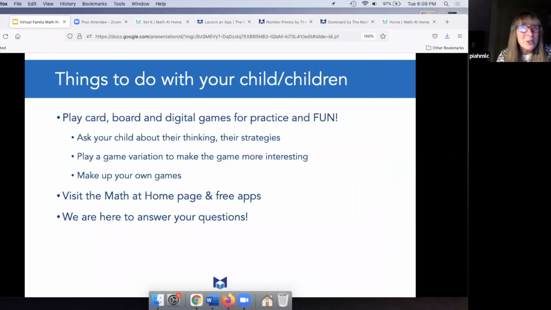So things you can do: play card games, board games, and digital games sometimes too, for practice. I know sometimes families can be a little competitive. Mine was as well. But what I like is choose games that are based on decks of cards, game boards, and spinners. And I'll tell you why.